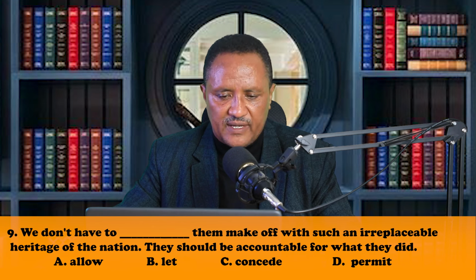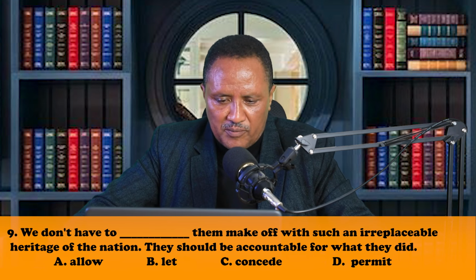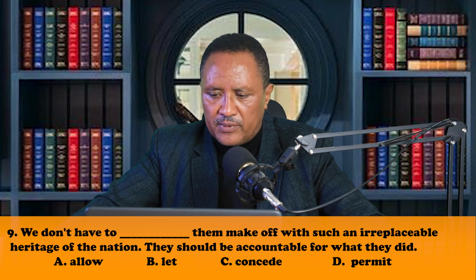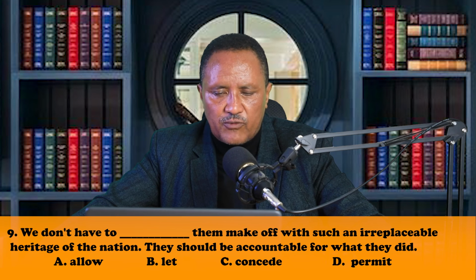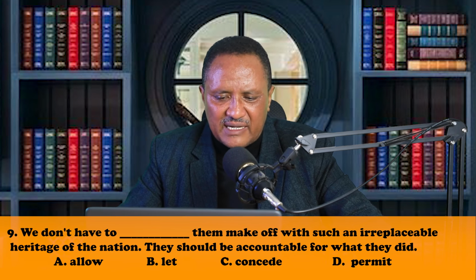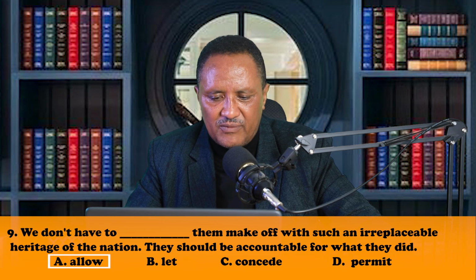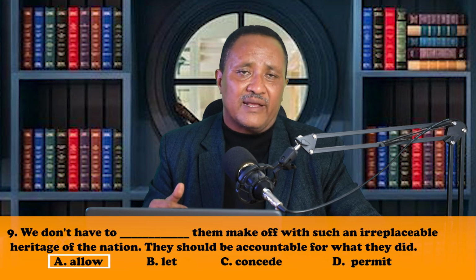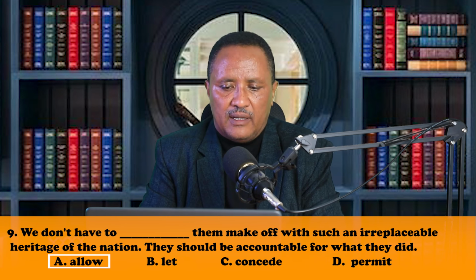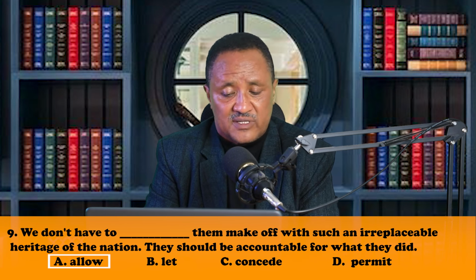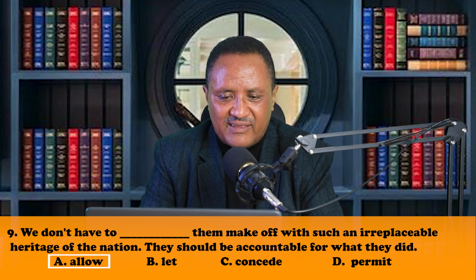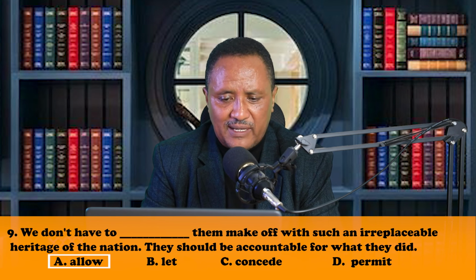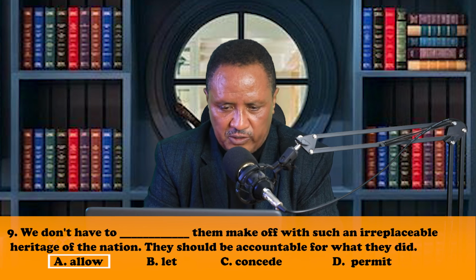Now, number 9. When we're coming to number 9, we don't have to dice the make-off with such an irreplaceable heritage of the nation. They should be accountable for what they did. So the correct answer is allow. You know the reason why allow is correct while the others are not. Let me try to de-aggregate each of these choices and analyze them so that you have a very clear understanding of the topic and at the same time get the idea in a more concrete fashion.